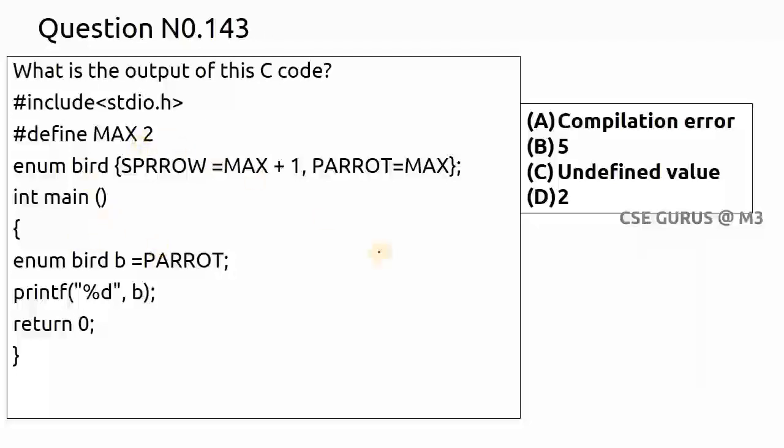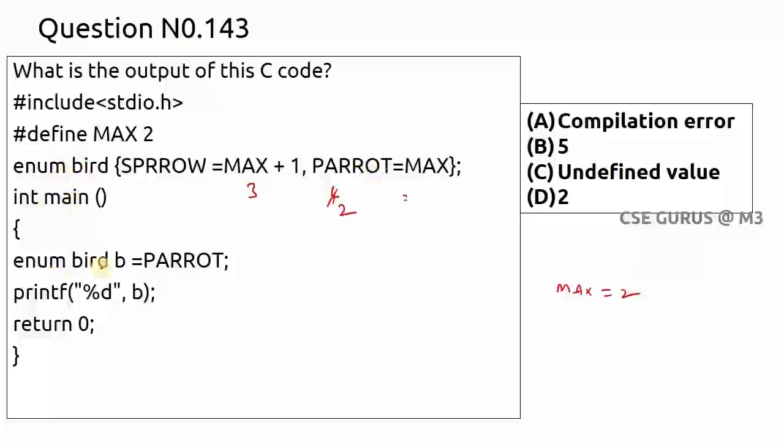Has defined max. The value of max, I have taken it as 2. Now the enum, enumeration data type, has taken bird. The values: sparrow is equal to max plus 1. So it will become what? 3. Parrot is equal to, if I don't assign anything, of course the next value immediately it will become 4. Actually if you don't assign anything for parrot, why? Because previous value is 3, the next value will be taken. But here parrot equals max, that means 4 is replaced with the max value, that is 2. What is the parrot value? 2 will be taken successfully.